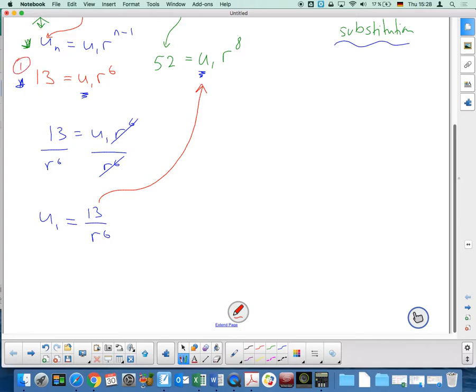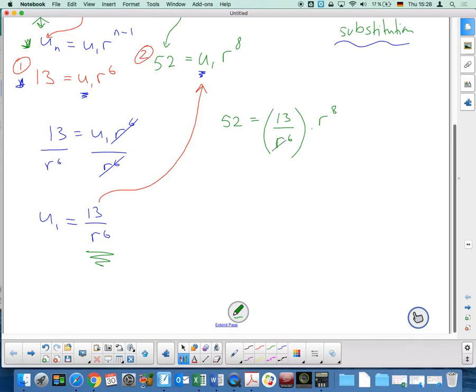Remember, you need to have two equations with two unknowns. So I can then take that second equation in my working and substitute in what we know u1 is equal to. You can see it here, it was 13 over r to the power 6. So that's simply substituted into the u1 position, and then I have to multiply that by r to the power 8. So that's just an equation now, and you're going to solve it.